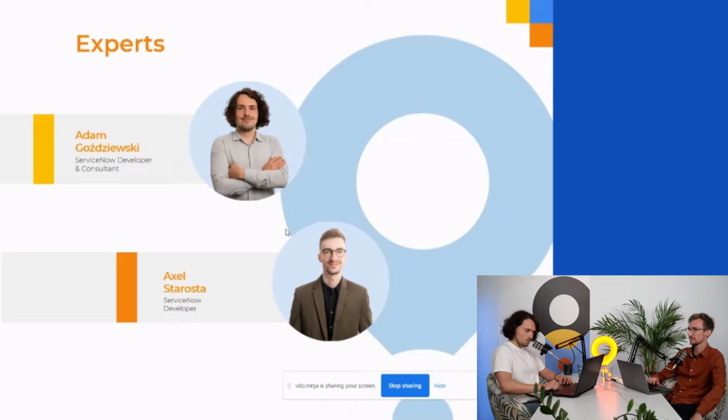Our major topic of interest is different machine learning things that can be used inside of ServiceNow, like predictive intelligence or natural language understanding models, virtual agents, and so on and so forth.